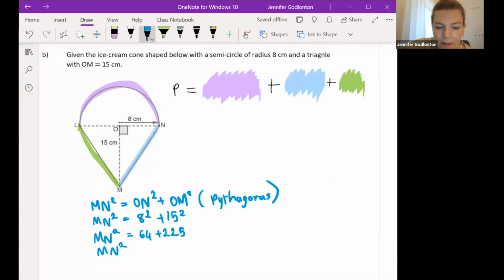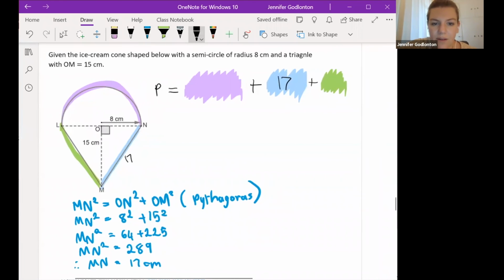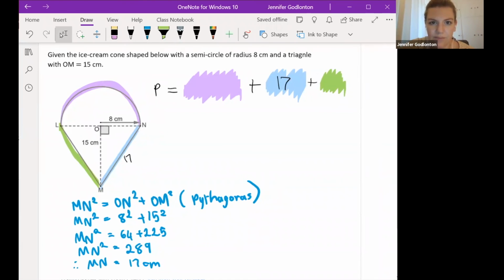And then MN squared equals 289. Therefore, MN equals 17 centimeters. Perfect. Okay, so we know blue is 17. I love it. Perfect. 100%. Okay, tell me where you went to from there. So ma'am, I just wrote D equals 16 centimeters. Okay, sure.